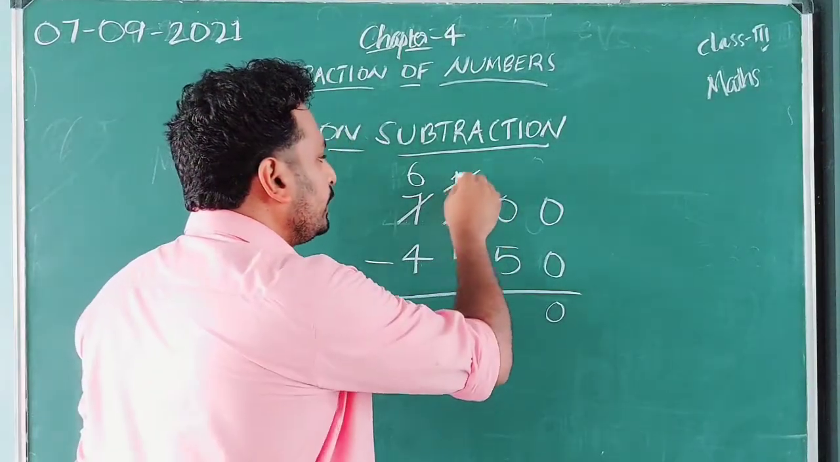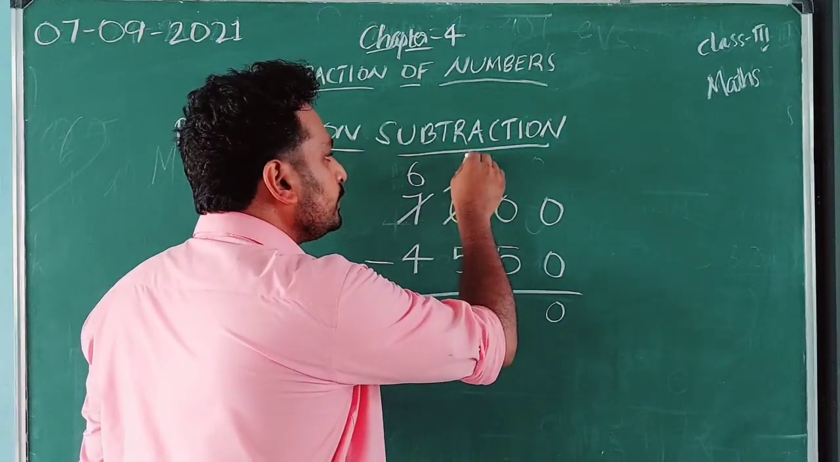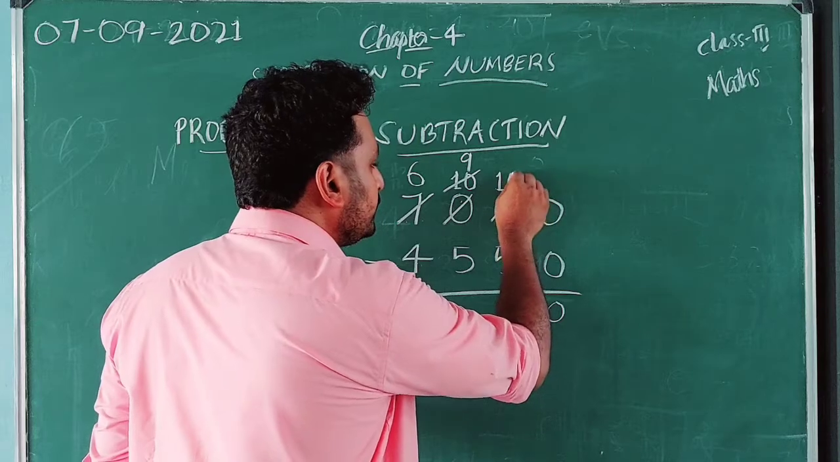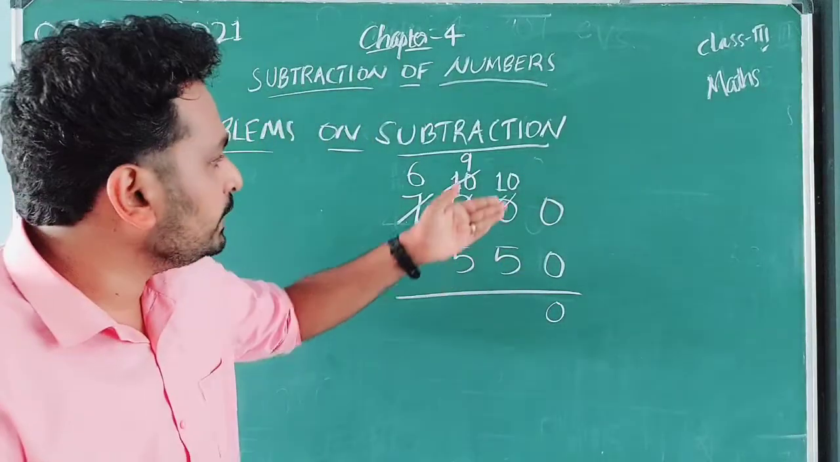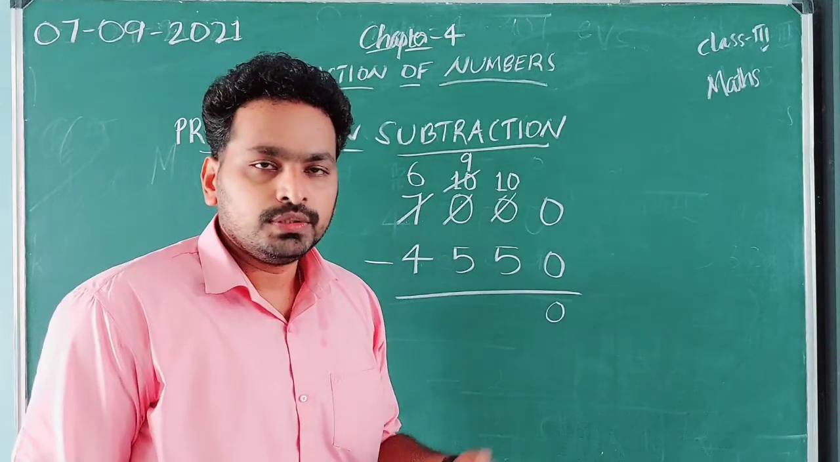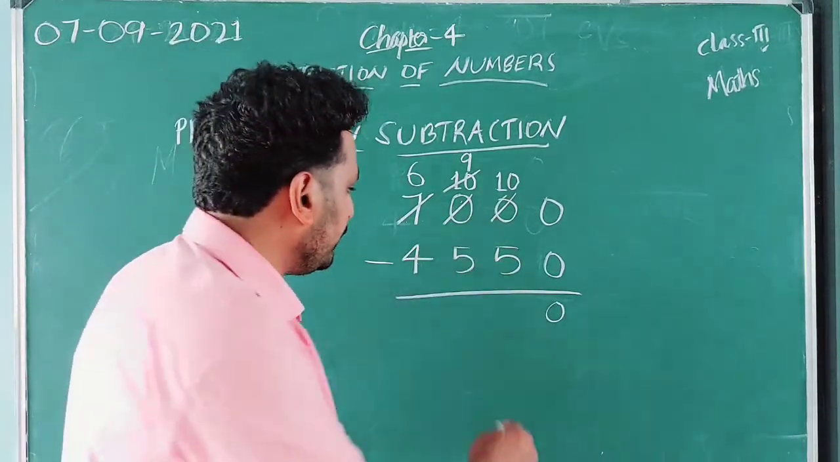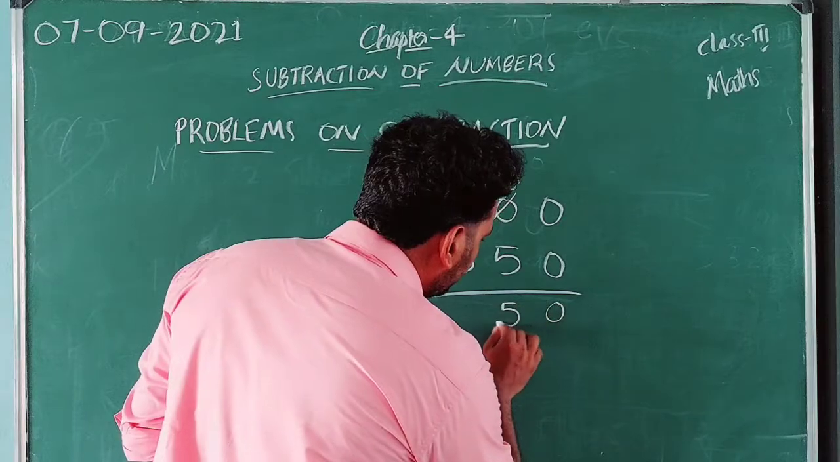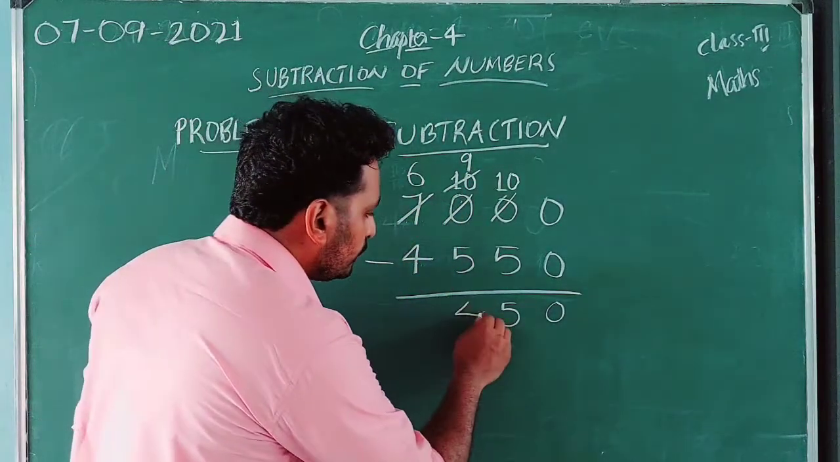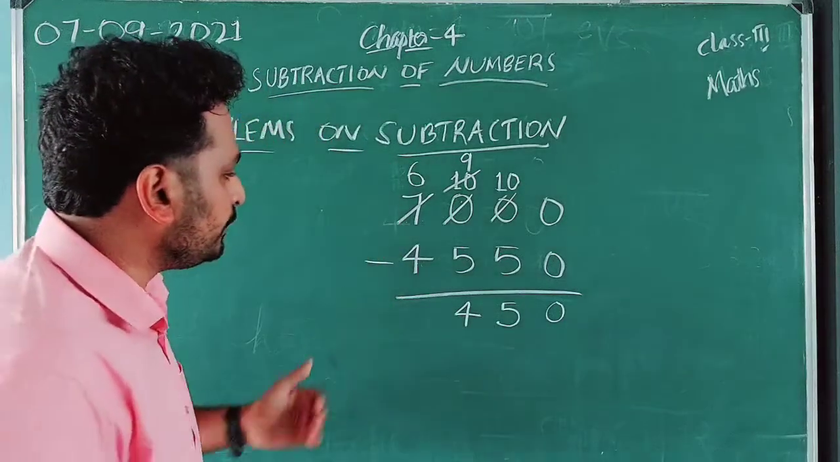Then cut and take 1 from this number. So this number is 10 now. Then subtract. What is 10 minus 5? 10 minus 5 is 5. Then 9 minus 5 is 4. Then 6 minus 4 is 2.